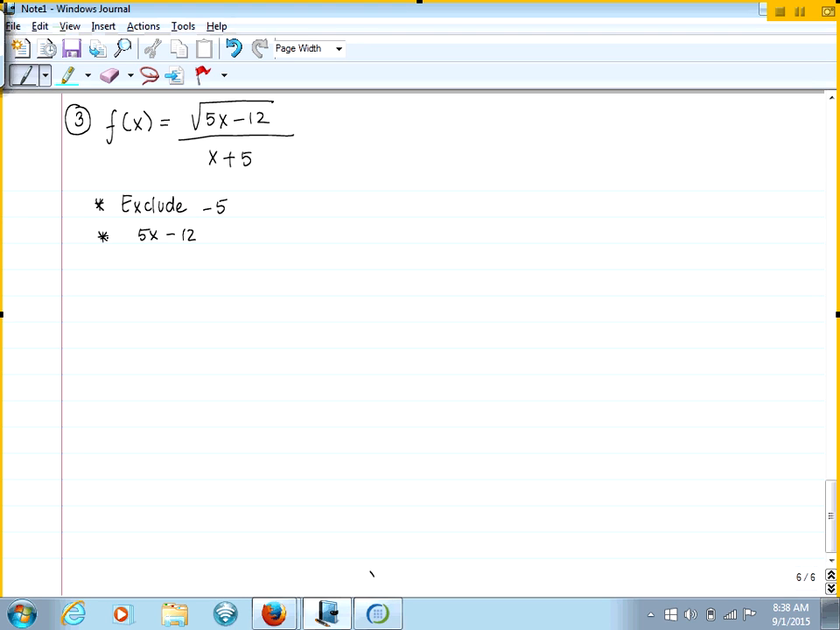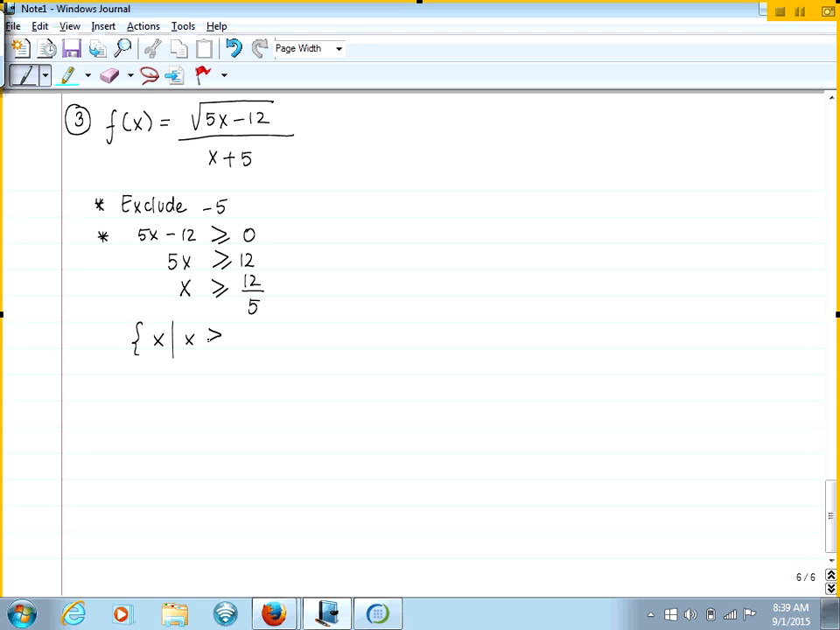5x minus 12. So 2 things. Maybe I should write these, because otherwise you think it is a negative sign. It must be greater than or equal to 0. Okay. So what is it? 5x must be greater than or equal to 12. So x must be greater than or equal to 12 over 5. Right? Now, if I draw these on the number line, how would I... oh, how do I write it in my set builder?